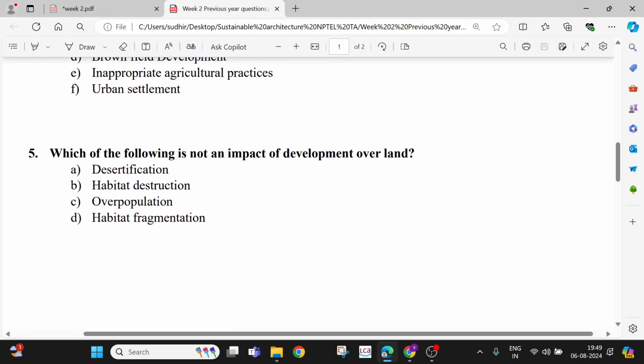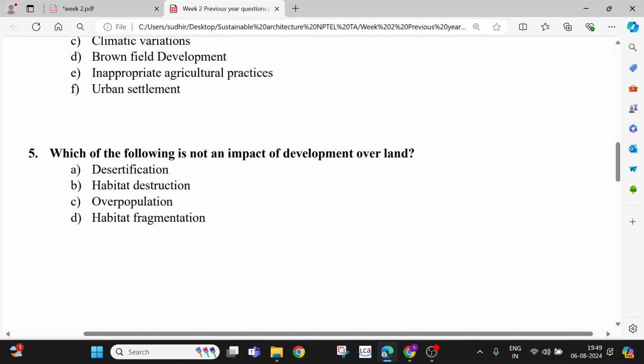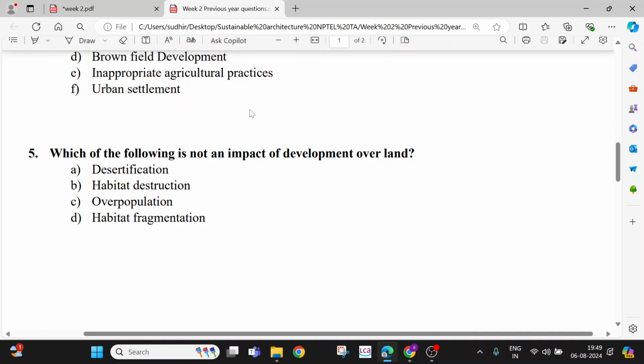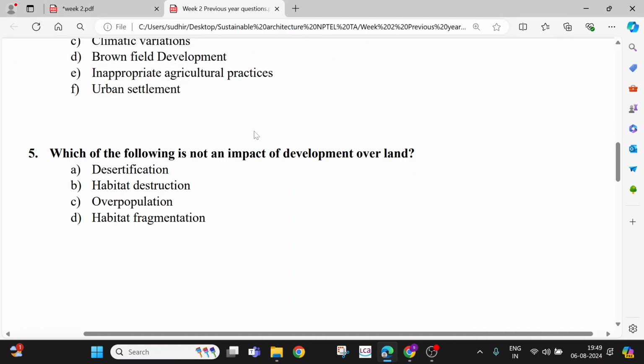Okay, this is question 5. Overpopulation. Overpopulation. C. Okay, this time all of you have given the right answer. Option C will be the right answer for this question. Overpopulation is a contributing factor to increased land development, but it is not an impact of land development as mentioned in the question.